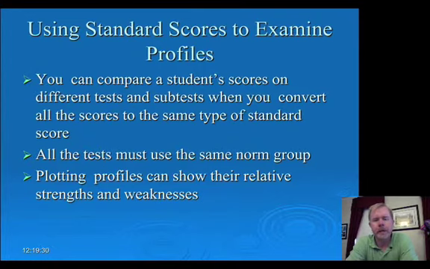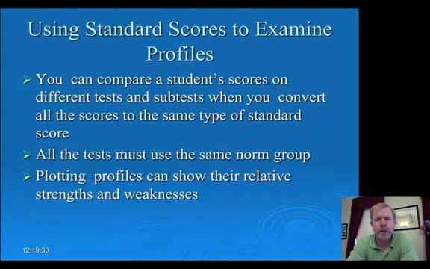I say here that all tests must use the same norm group. That's rarely the case, but the same characteristics of the norm group, it's a national sample and so on. We're going to talk about what makes a good norm group here in a moment so that you can better understand how these tests are created and what it is that you want to look for when you think about who your children are being compared to when you look at their scores.